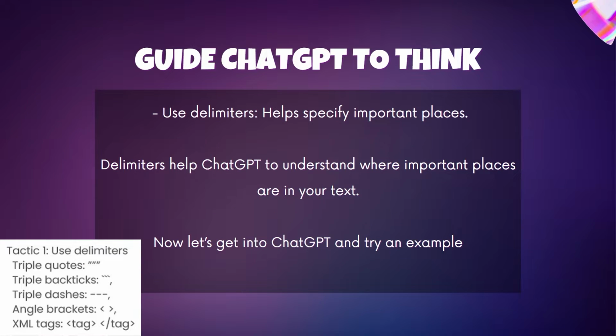So just before we get into ChatGPT and actually try this out, let's first talk a little bit more about what delimiters are. Basically, delimiters help ChatGPT to understand where important places are inside of your text. If you look at the bottom left of your screen, you can see that there are many different delimiters that you can actually use. For example, you can use triple quotes, which just look like the triple quotes. You can use triple backticks, dashes, and so on. And this just helps ChatGPT to know where the important places are. So now let's go over to ChatGPT and actually try out these delimiters for ourselves.